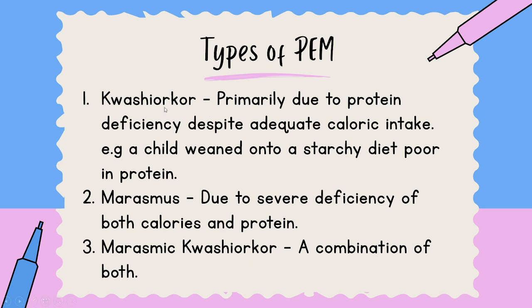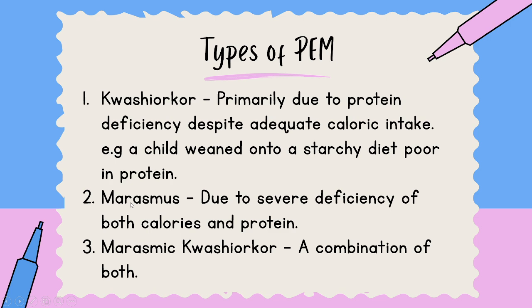Kwashiorkor, which is primarily due to protein deficiency, despite adequate caloric intake. So the energy, the carbohydrates themselves, are available here. The condition is mainly deficiency of proteins. A famous example is a child that is weaned onto a starchy diet, which is poor in proteins. So starch here provides carbohydrate, but the proteins are deficient in the diet.